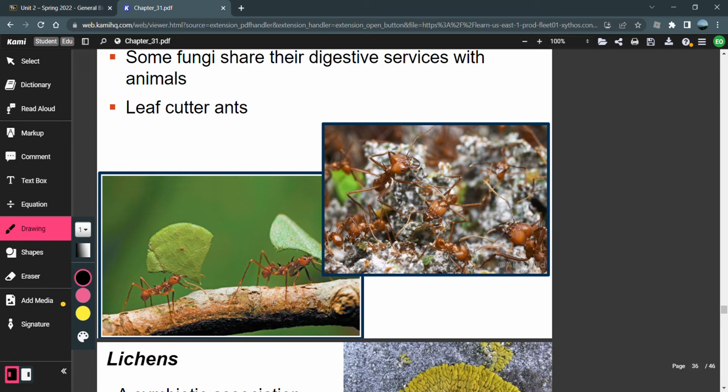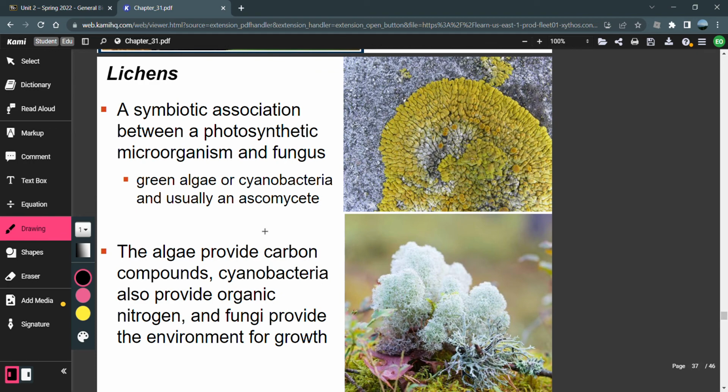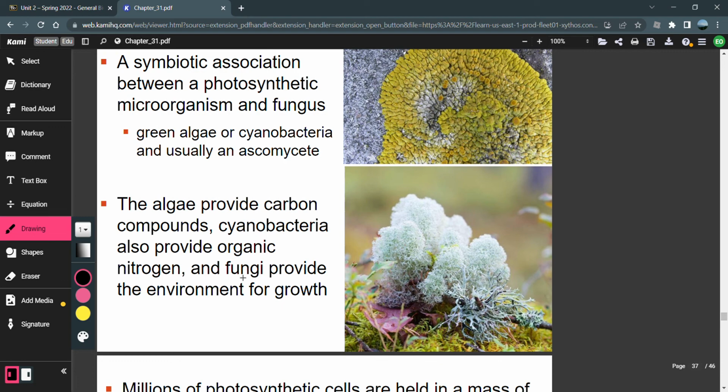could not eat. Lichens are a symbiotic association between a photosynthetic microorganism and a fungus. The microorganism can be a green algae or a cyanobacteria, and the fungus is usually an ascomycete. The algae provides organic compounds such as sugars, while cyanobacteria also provide organic nitrogen, and fungi provide the environment for growth. The fungus also provides protection to these microorganisms.